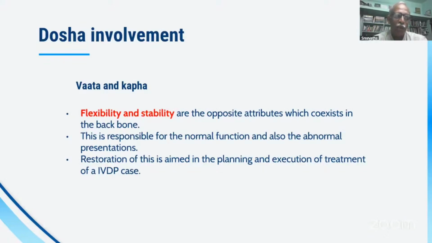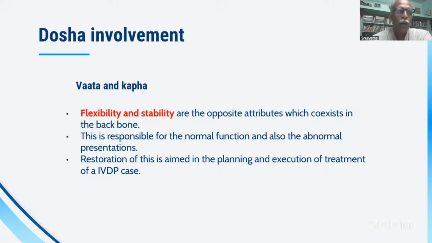The flexibility is given by the Shleshaka Kapha, which is there in between the sandhis, and it facilitates the movement. Any involvement of the sandhis, or increase of Vata and decrease of Kapha there, will make it a painful, immobile situation. So this is responsible for the normal function and also the abnormal presentation. Restoration of this is aimed in planning and execution of the treatment of an IVDP case.